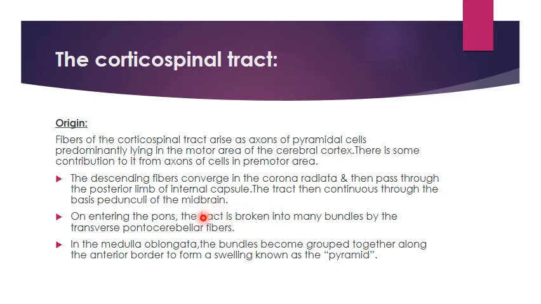On entering the pons, the tract is broken into many bundles by transverse pontocerebellar fibers, and in the medulla oblongata these bundles become grouped together along the anterior border to form a swelling known as the pyramid. That's why this is called the pyramidal tract.